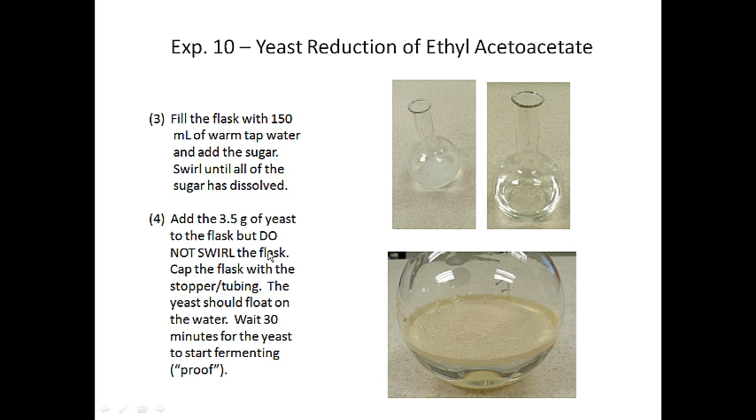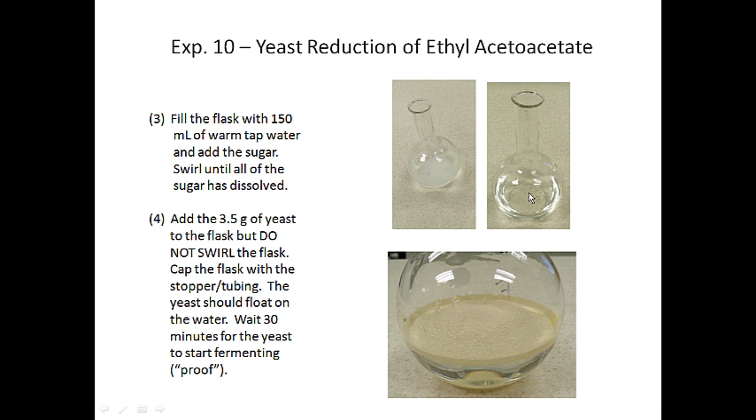So start the fermentation. You're going to take 150 milliliters of warm tap water. It actually doesn't matter. You can use just hot tap water. These yeast are relatively unkillable. Usually if we take boiling water to the yeast, that'll kill them, but hot tap water won't. And you're going to put 150 milliliters of warm tap water in your flask, add the 30 grams of sugar, and then you're going to swirl that solution until all the sugar's dissolved.